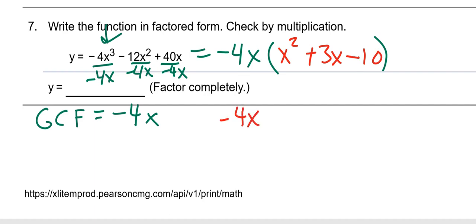Okay. Question, can you factor it further? Go. Can you factor it further? That's what I need you to do now. Factor that even more.